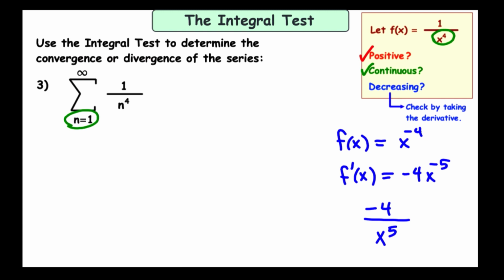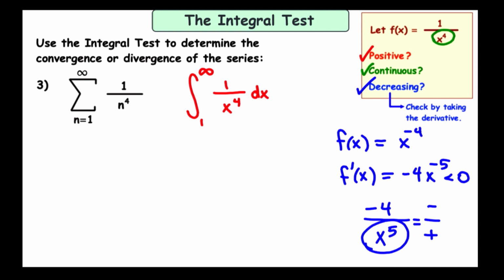You're plugging in positive numbers from 1 to infinity. This will be positive, and this is negative all the time up there. The derivative is going to be less than 0 the whole time. As long as you show that work, you don't have to explain it. I get it. I just have to see that you understand it by you showing that to me. All right, so we are allowed to use the integral, so I'm going to make an integral right now. Let's integrate it.